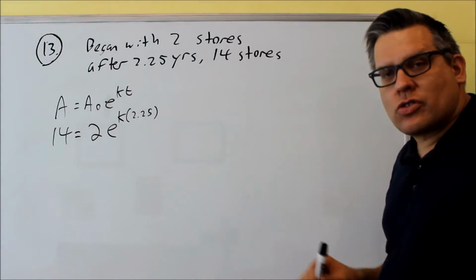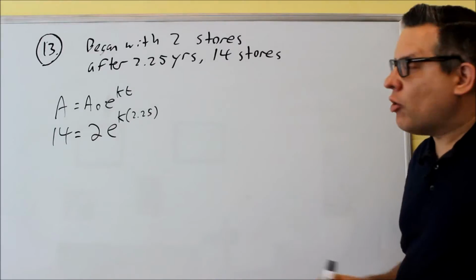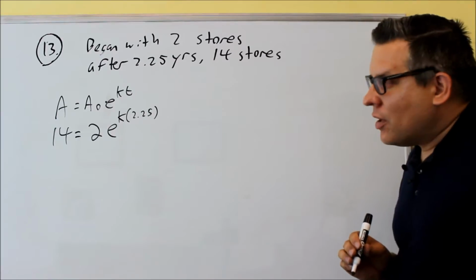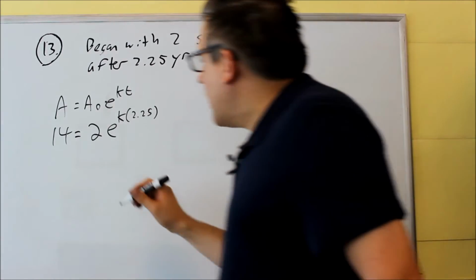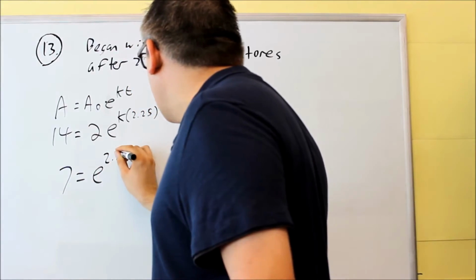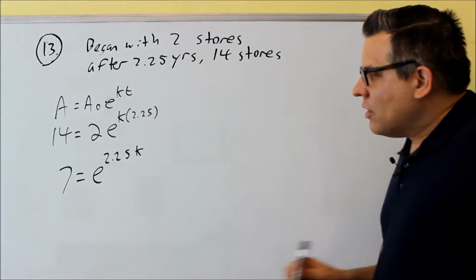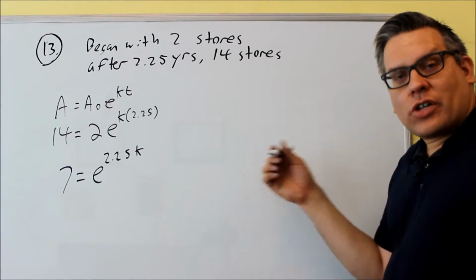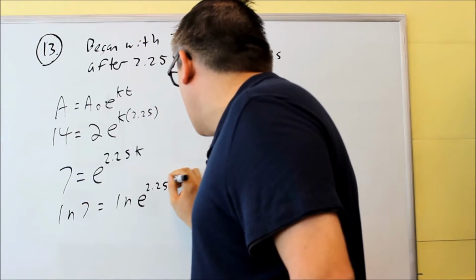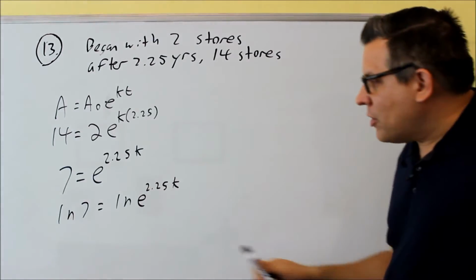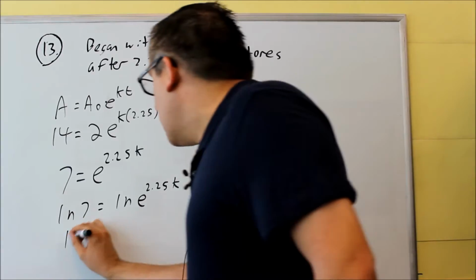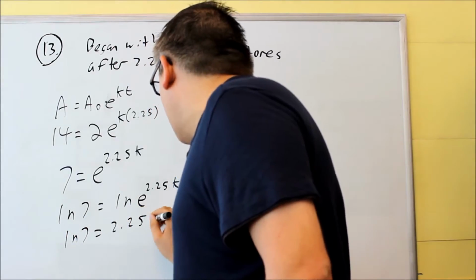We want to go through this first to get the K constant, and that's what we'll use when we write our exact growth function for this given information. We're first going to divide both sides by 2, and we get 7 equals e to the 2.25K. We want to clear out the e. To clear out the e, take the natural log of both sides, because we want to cancel out the e. Natural log and e both cancel out, and we get natural log of 7 equals 2.25K.